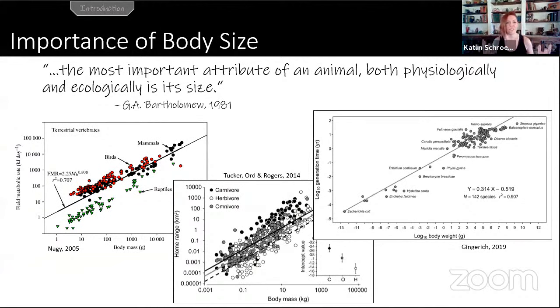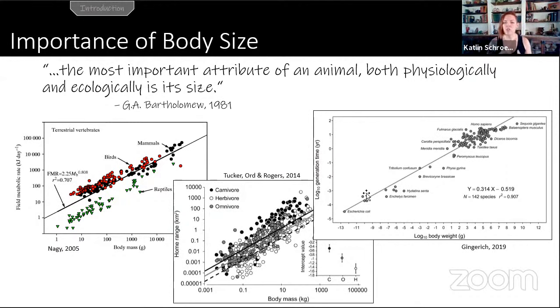So like I said, let's start with some modern ecology. George Bartholomew, who is the academic great grandfather of every ornithologist in the US, noted that the most important attribute of any animal is its body size. And that's because body size is proportionately related to a huge variety of physiological and ecological traits, from things like range size to metabolism, energy flux, generation time, clutch size, all of these different things.